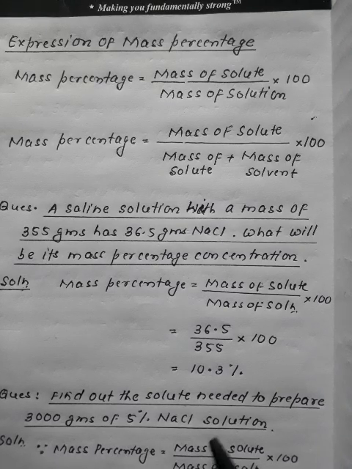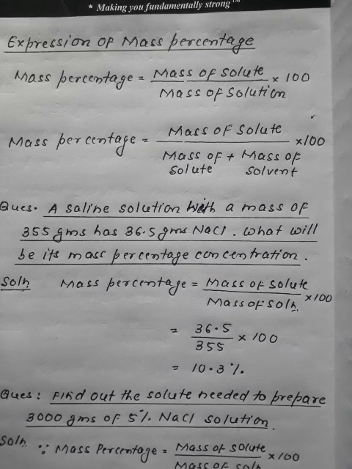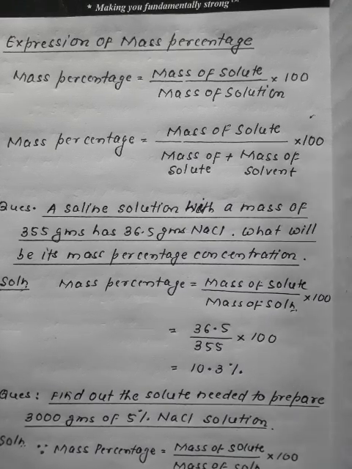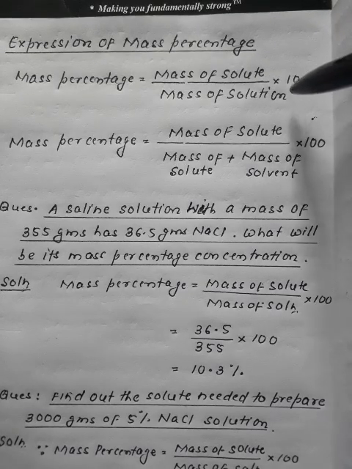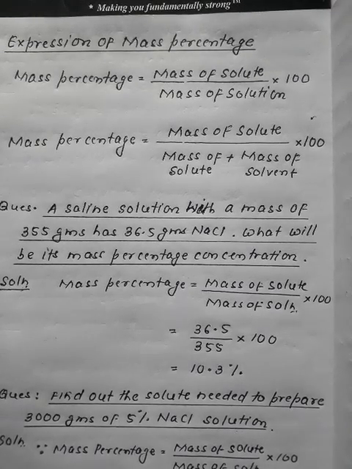We know that mass percentage is equal to mass of solute upon mass of solution into 100, or if we rearrange, mass percentage into mass of solution upon 100 gives you the mass of solute. The mass percentage is 5. The mass of solution as given is 3000, upon 100, gives you the mass of solute. So using this formula, that mass percentage is equal to mass of solute upon mass of solution into 100, we can calculate the mass percentage of a given solution.